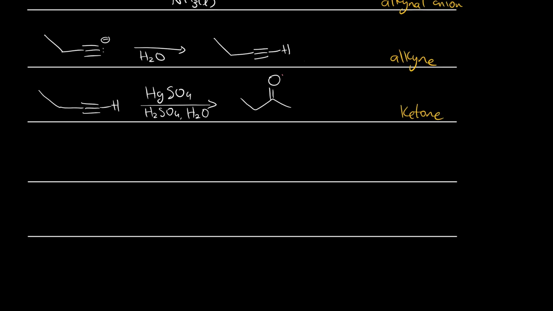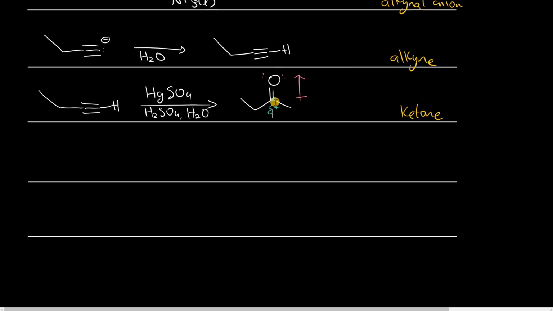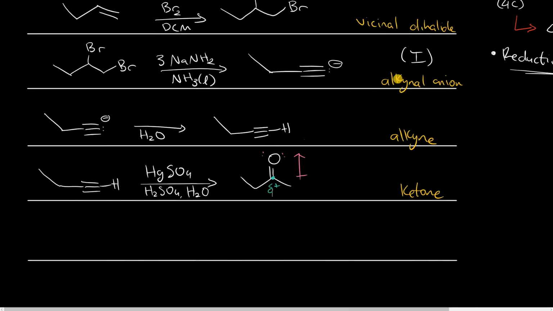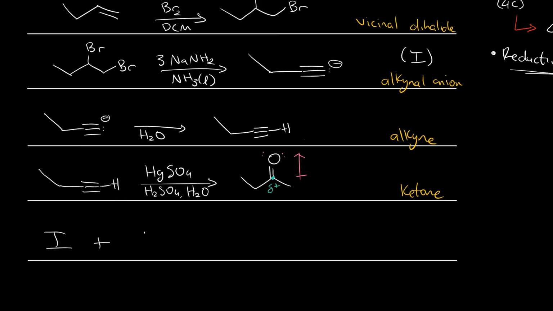Remember that the oxygen here has 2 lone pairs, and because of oxygen's electronegativity, there's always a net dipole pointing upwards that withdraws electrons from this carbon here. That's why we say the carbonyl carbon is partially positive or electrophilic. And that's perfect when we have an alkynyl anion. If we mix the 2 together, they should link up and form an alcohol. So that's the next step. And let's call the ketone compound 2.